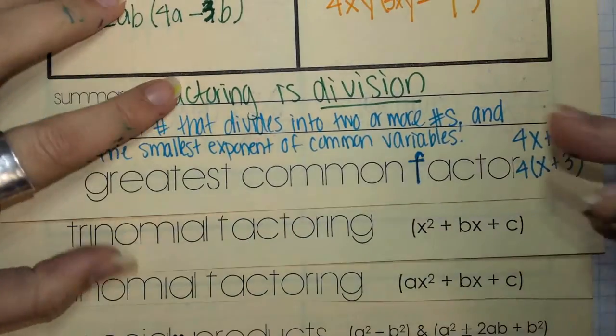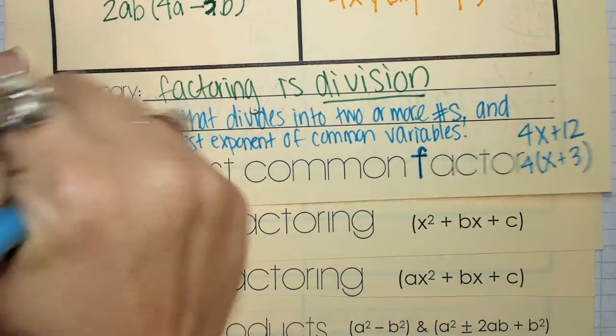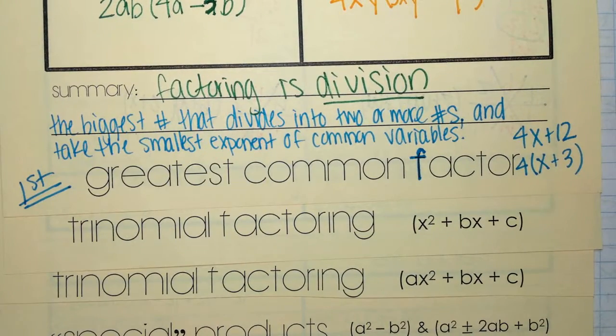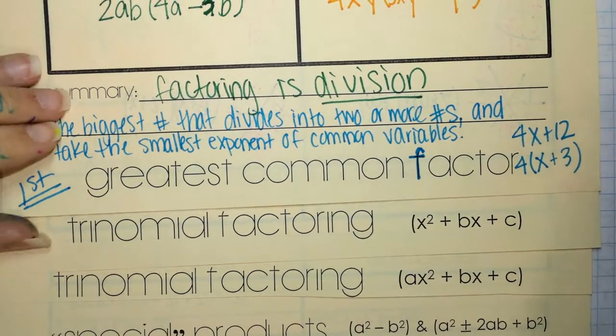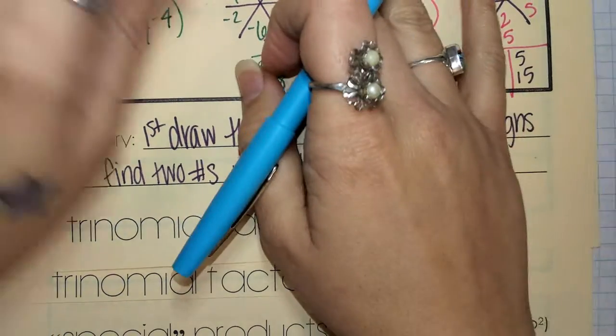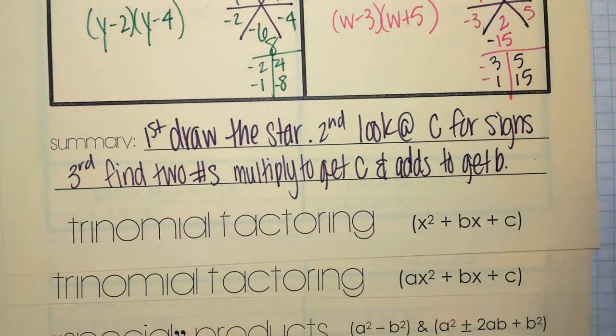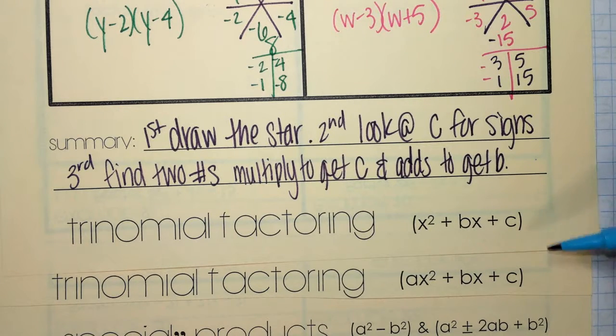All right, now, this is our first step. Every time we factor a polynomial, we first have to look for a GCF. Now, if there's not a GCF, what was our second step of factoring? Trinomial factoring, which is this one. All you had to do was look below GCF and read the page.